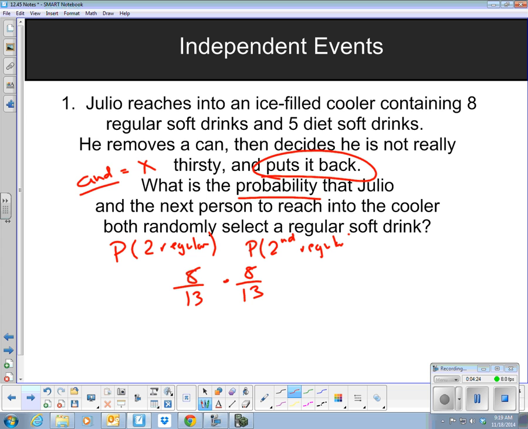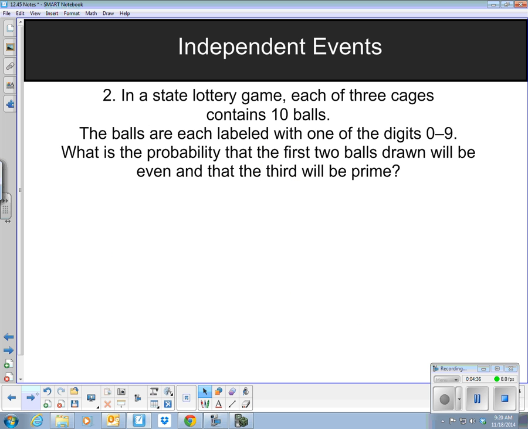So the probability of both of them together getting both soft drinks is just going to be 64 out of 169. So 64 out of 169. That's your probability. So, independent events.